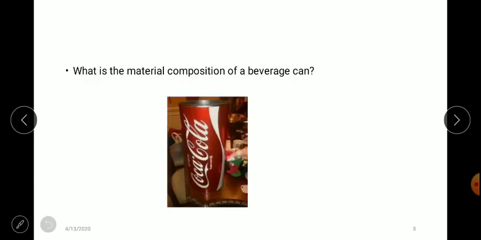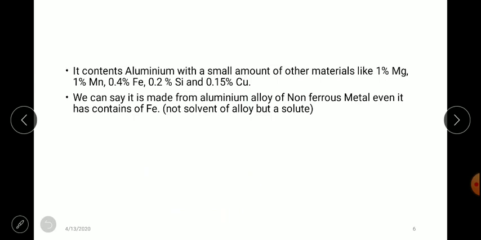Now before moving further, everyone might have seen this type of can, that is a Coca-Cola can, a beverage can. So what type of material might it be? It is nothing but aluminium, which contains some extra alloying elements such as 1% magnesium, 1% manganese, 0.4% iron, 0.2% silicon and 0.15% copper. So we can say it is an aluminium alloy, a non-ferrous metal, which contains iron as well. Though it contains iron, it is not the solvent but a solute. So it is an alloy of aluminium which contains iron as an alloying element, not as a solvent. This thing you have to remember.